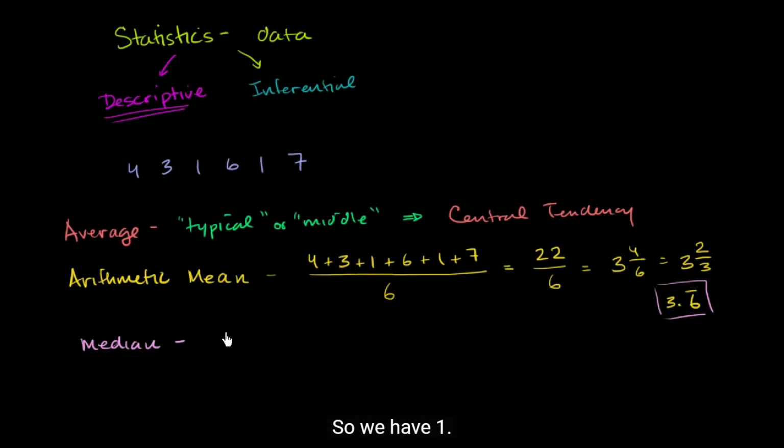Let's try to figure it out. Let's try to order it. So we have 1, then we have another 1, then we have a 3, then we have a 4, a 6, and a 7. So all I did is I reordered this. And so what's the middle number?